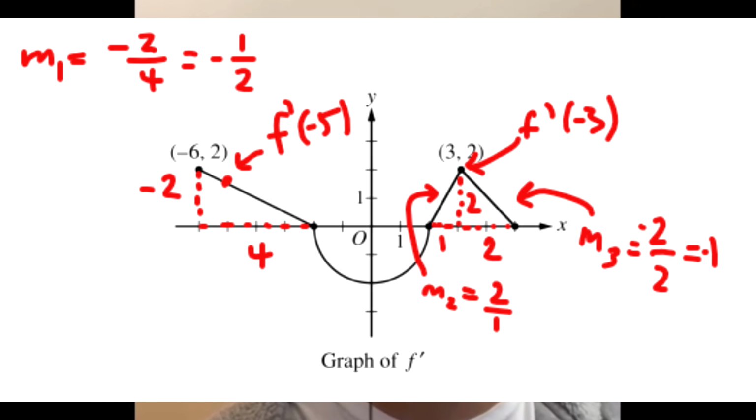Therefore, as for f double prime of 3, it does not exist because f prime of 3 is not differentiable. F prime of 3 is not differentiable because although it is continuous, two completely different slopes approach f prime of 3 from both sides. This makes f prime of 3 not differentiable.